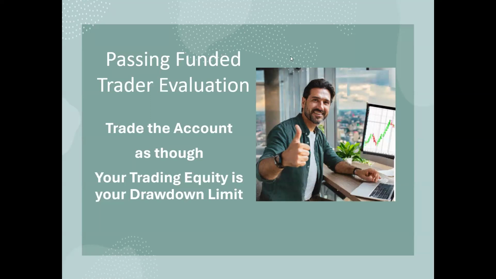Don't be lulled into thinking that you really have that much capital to trade with. You really want to trade it as though your drawdown limit is your amount of capital that you're working with. And you want to size your positions accordingly.